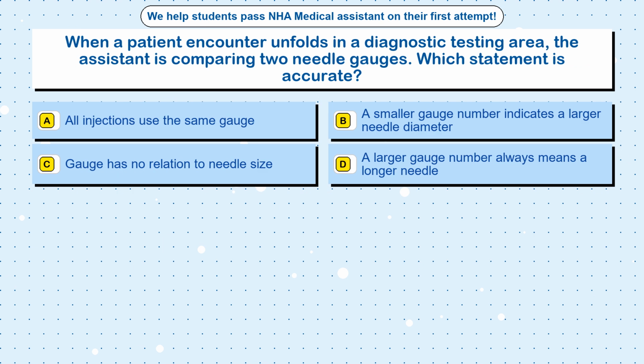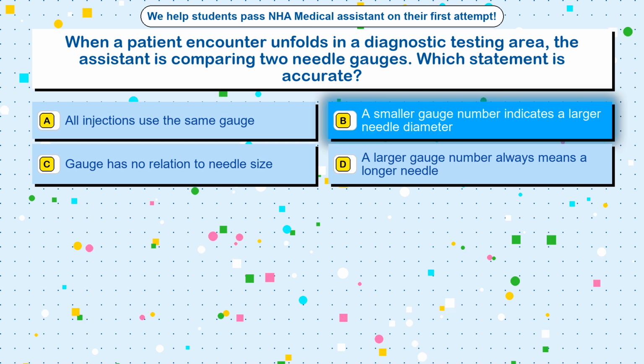Question 38. When a patient encounter unfolds in a diagnostic testing area, the assistant is comparing two needle gauges. Which statement is accurate? Option A, all injections use the same gauge. Option B, a smaller gauge number indicates a larger needle diameter. Option C, gauge has no relation to needle size. Option D, a larger gauge number always means a longer needle.